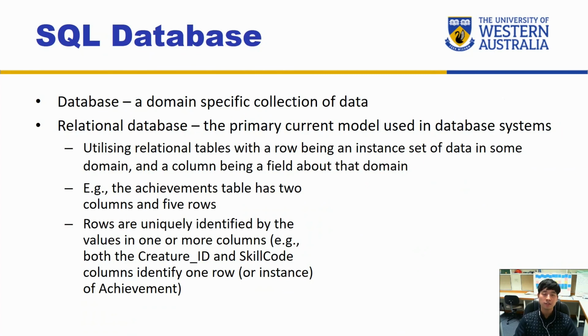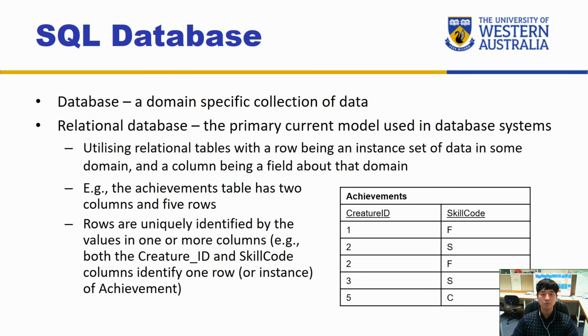So first, let's understand a bit more about how SQL databases work. Okay, so a database is just a domain-specific collection of data. So it's just going to have a bunch of entries about details of whatever you're collecting. Okay. A relational database is the primary current model used in database systems. Basically, it does a bunch of these. Okay, so you can read that.